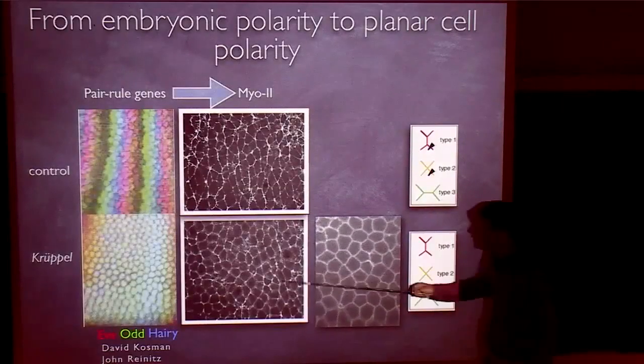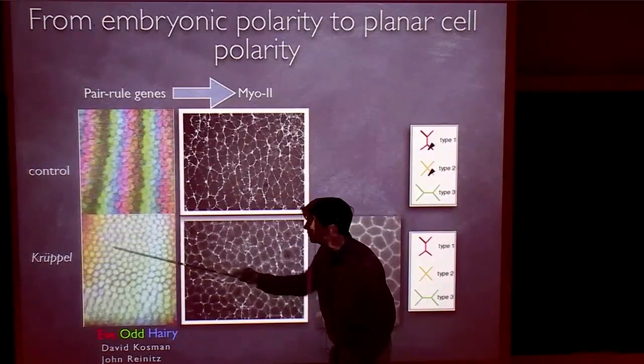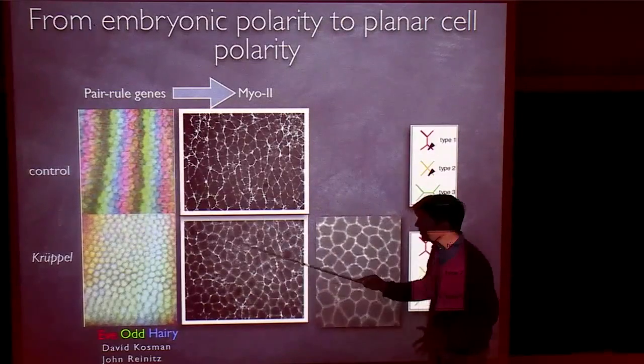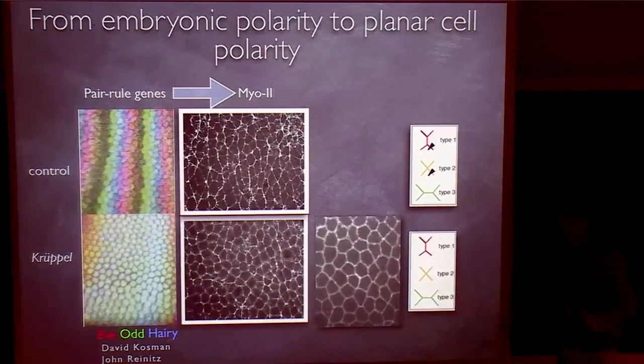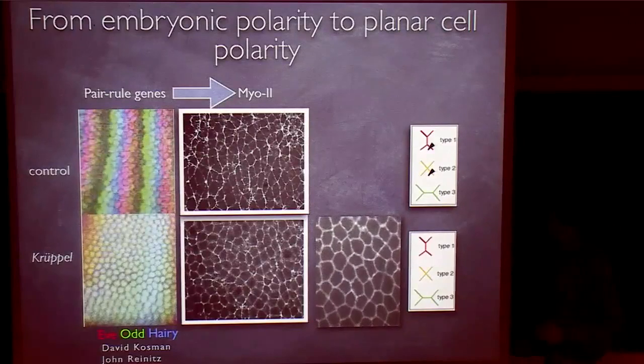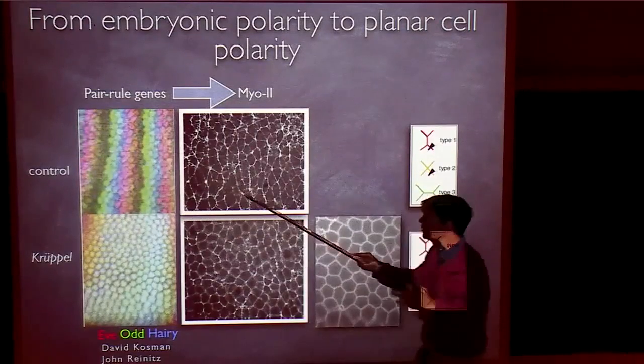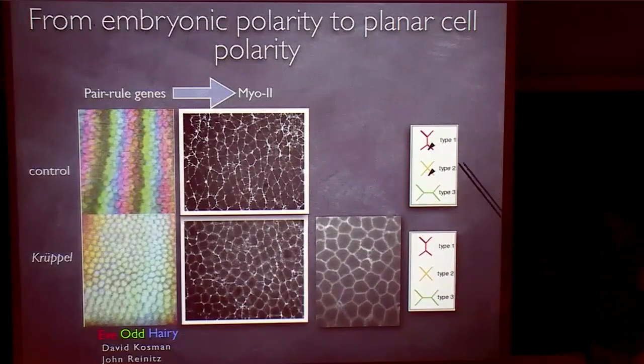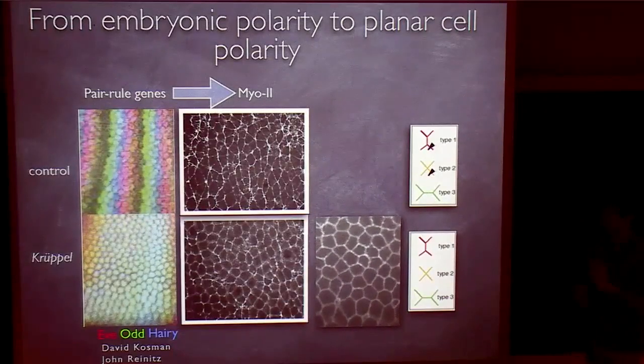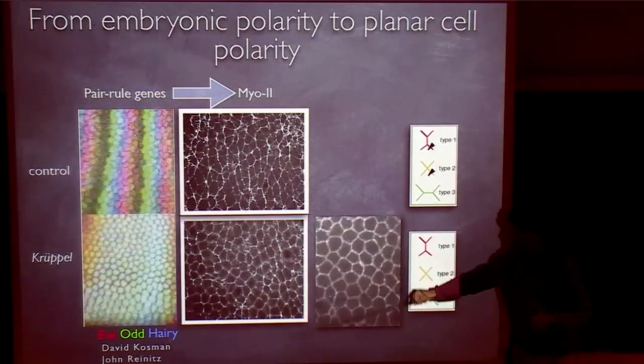If you make the cells all alike by some mutant that makes all the color the same, then you lose the planar polarity and intercalation is blocked. So we have to go from the orderly expression of these factors to some kind of flow of information that has some directionality to control myosin II activation.